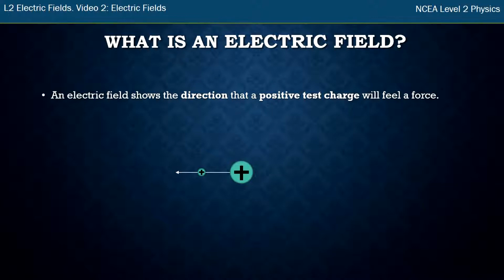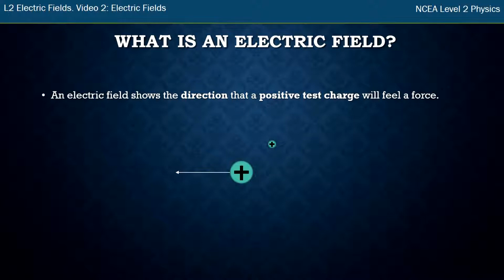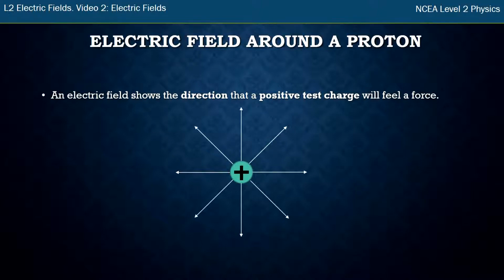And then I can do it in other places as well. I'll put the test charge over here. Which way will the test charge feel a force now? Well, they're still two positive charges. They still repel each other. The test charge is going to feel a force up to the right there. And so you can do this for every place around the proton, and you end up getting an electric field that looks like this. With a proton, the field goes radially outwards from the middle of the proton.